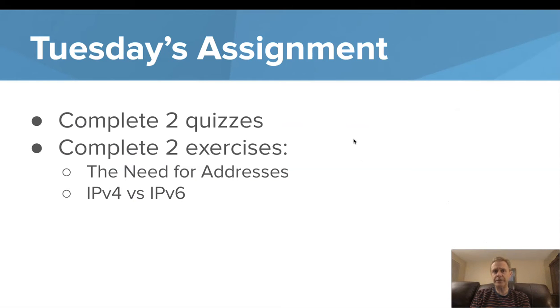So that's pretty much this particular lesson on internet addresses. In this section, there are 2 quizzes and 2 exercises that I will ask for you to complete, and I will ask you to try to have these done by Friday of this week.